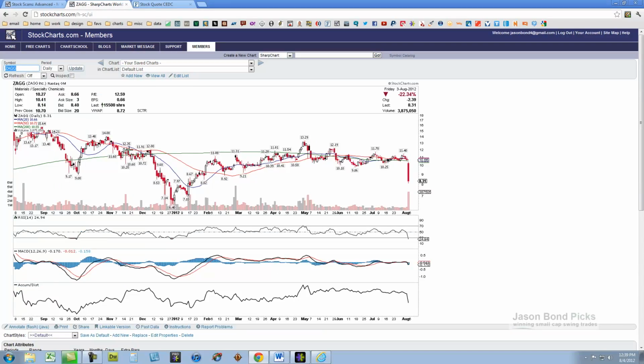No. Why not? Because ZAG bounces pretty good almost every single time it gets buried. I'm talking about buried. When it's deep into oversold, does it have a monster move? Because remember, I'm trying to make this easy for people to follow.